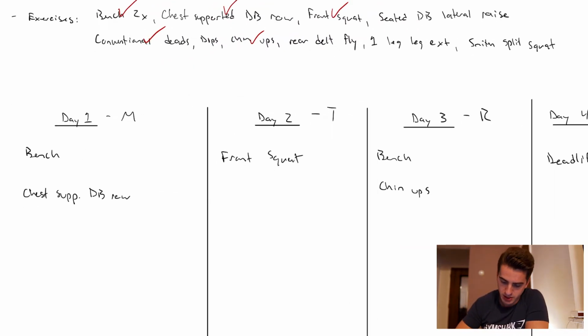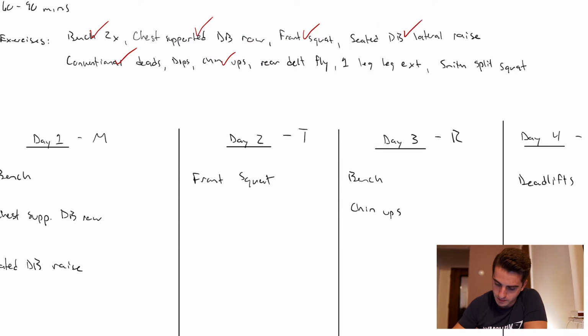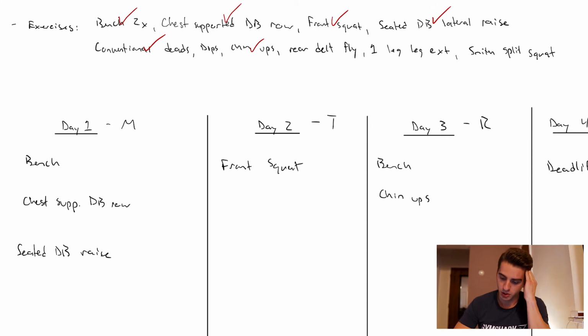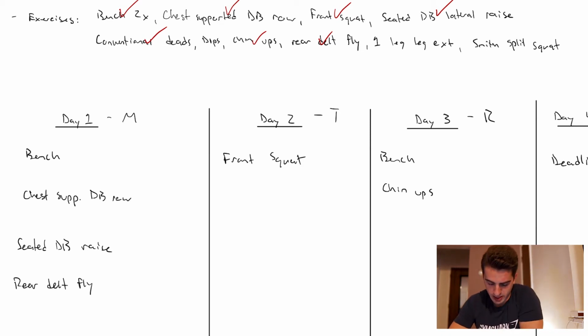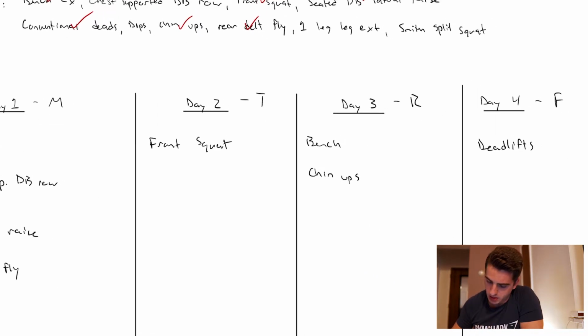Let's see. We can put seated dumbbell raise. So we've got this one. I want to include rear delt flies. And since I'm hitting a seated dumbbell raise Monday, I think I'm going to tentatively put that on Monday as well, just to get a little bit of shoulder volume in there.